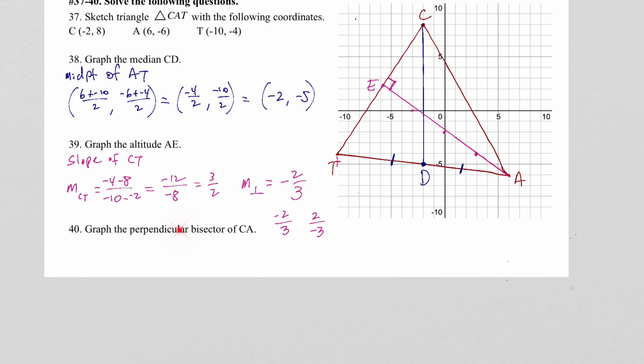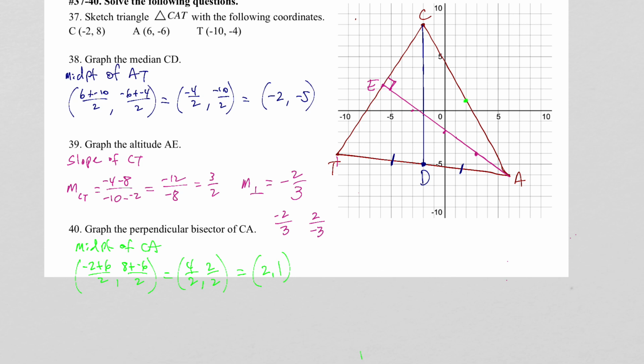Okay, finally, the perpendicular bisector of CA. So the first thing I got to do is I got to know the midpoint of this. So I'm going to do the midpoint of CA. Here's my C and here's my A. So negative 2 plus 6 over 2, and 8 and negative 6 over 2, which is 4 over 2 and 2 over 2, which is 2 and 1. So my midpoint is 2, 1, which is right there.